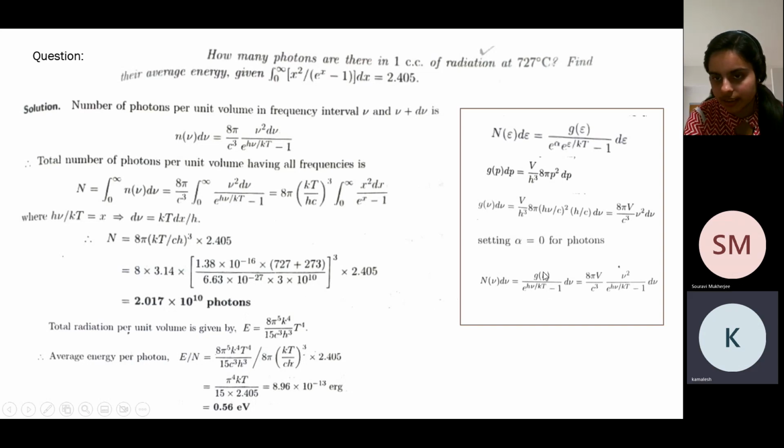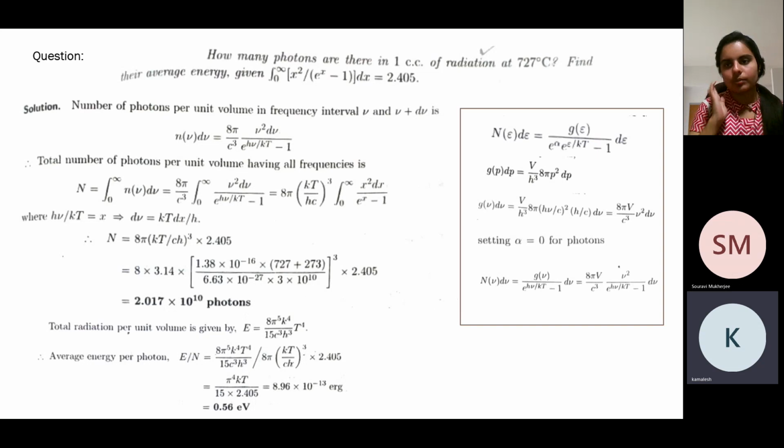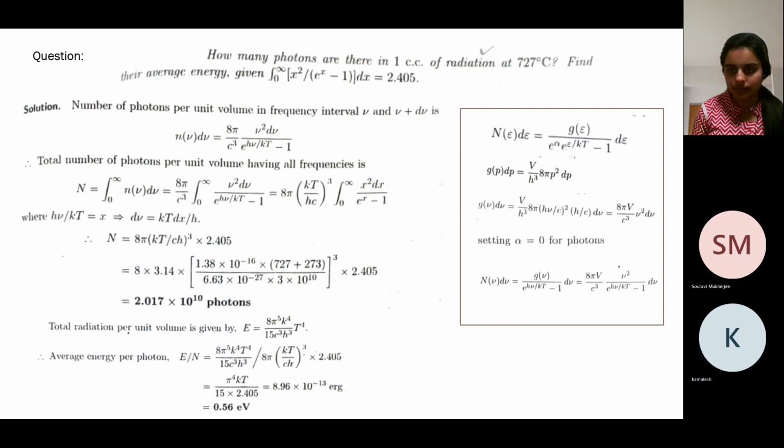So g(nu) is the density of states, g(nu) d nu, and then you have e to the power h nu by kT minus 1. So h nu is the energy, okay? Then you just replace the value of the density of states that you just found, and this is the same as what has been written here. So it's important to remember how you apply your basic concepts of the ideal Bose gas, the Bose-Einstein distribution, to physical systems like this, the Planck distribution for photons. Okay, Planck's law.